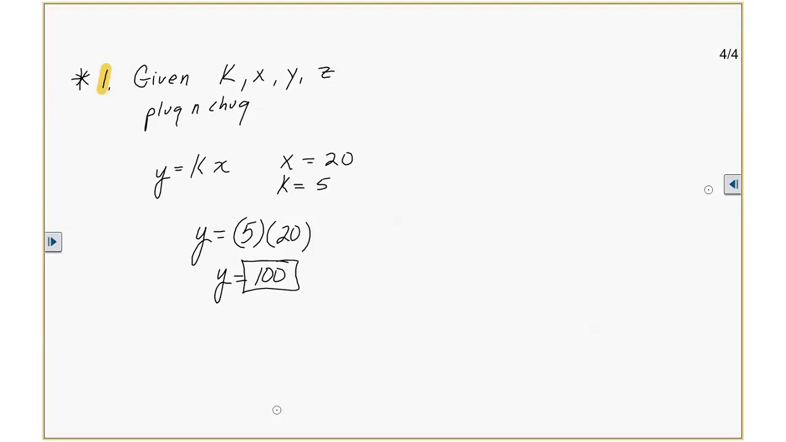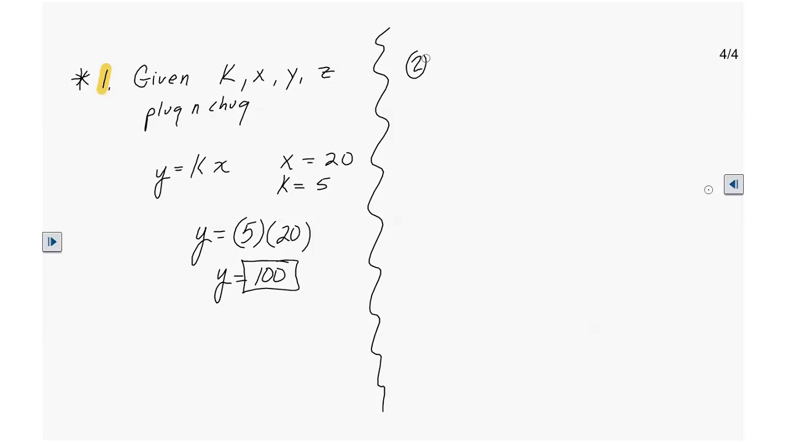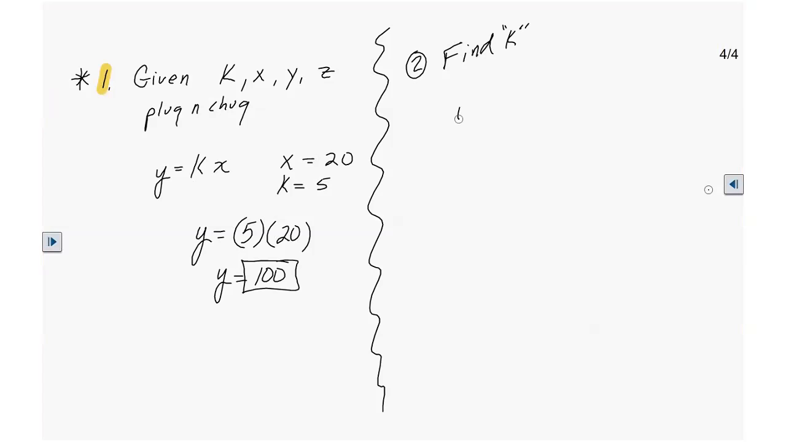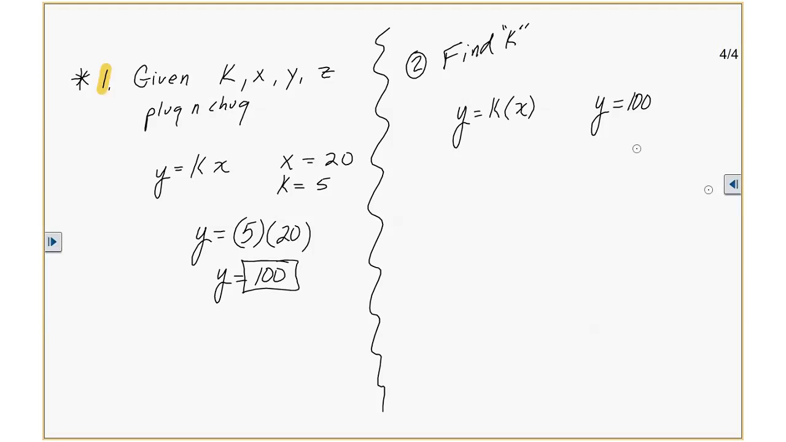The second type of question you're going to get is finding K. Now finding K you've already done. We found out multiply by 2, multiply by 4, multiply by 5, multiply by 6, whatever the case may be. Once you find K, that's your multiplier. In those recipe questions, K came out to be 2, 3, 4, depending on what we needed. In this case, they're going to give you the numbers. They're going to say Y is equal to K times X, Y is equal to 100 and X is equal to 4. Now what are you going to do?